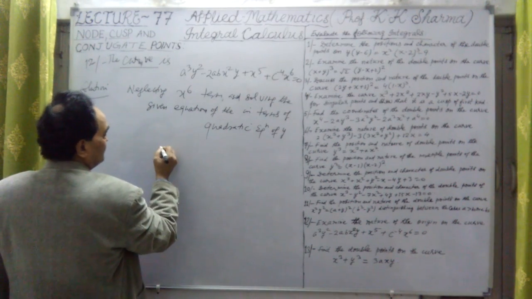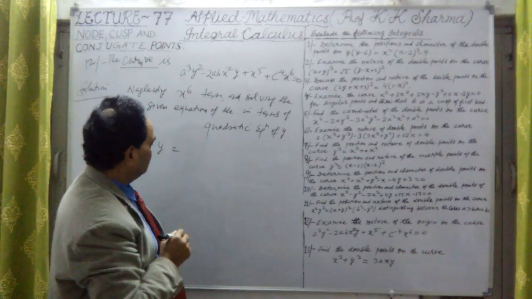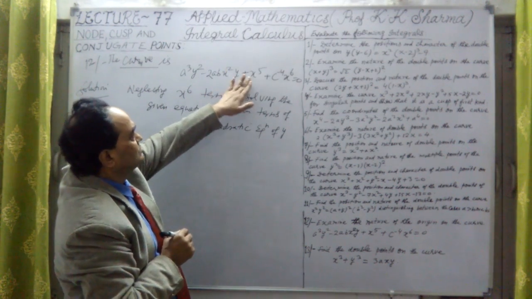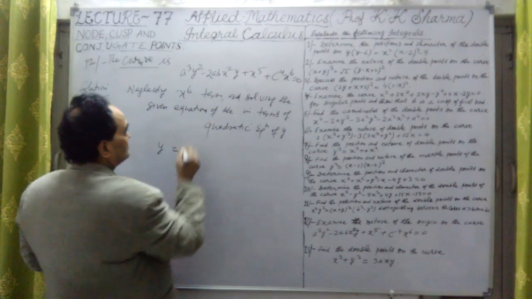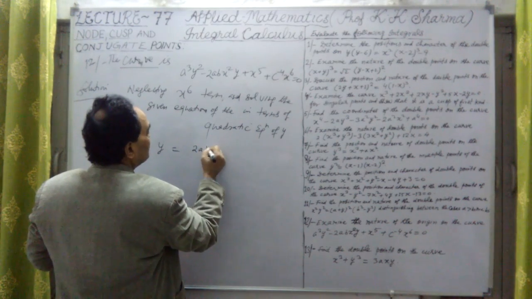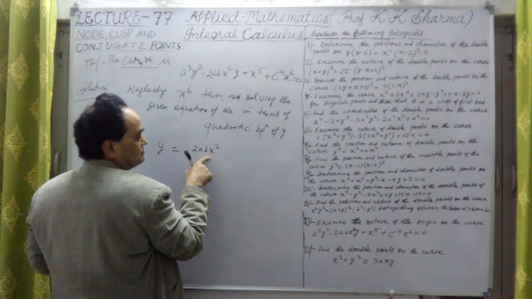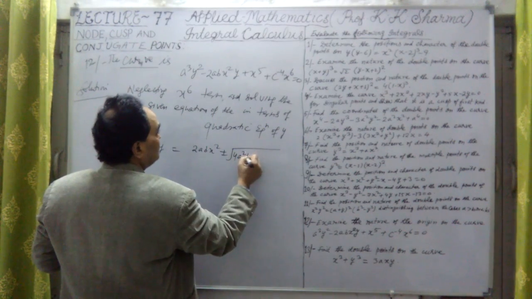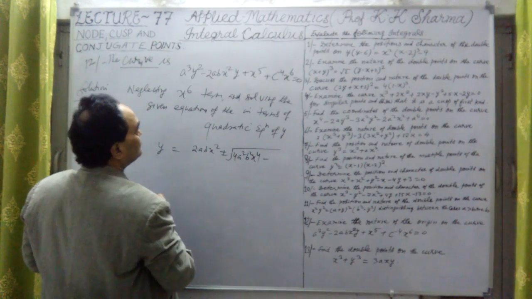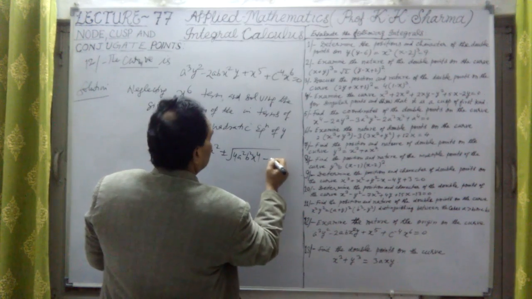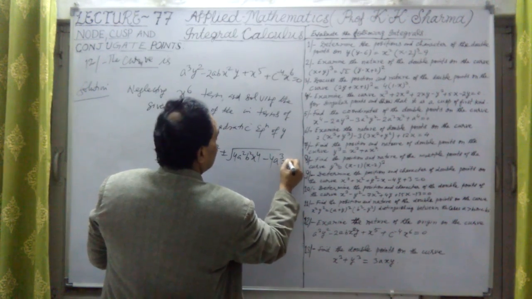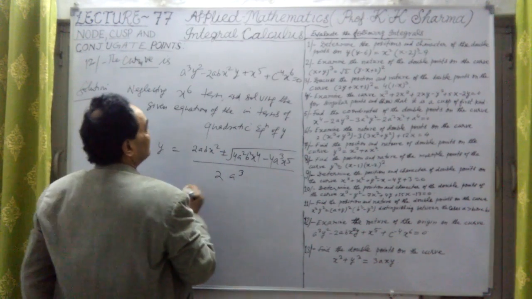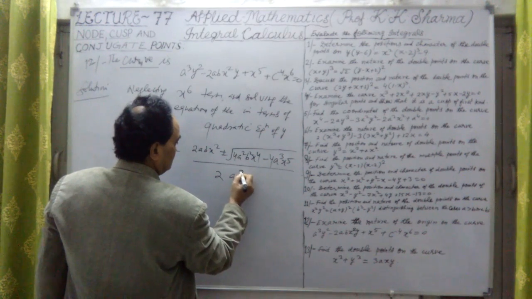What is the value of y? Y can be represented as follows. Here b is −2ab x², c is x⁵, a is a². The minus sign is already there, so we take −b ± under root b² − 4ac, that means 4a²b²x⁴ − 4 into a² into x⁵, divided by 2a².